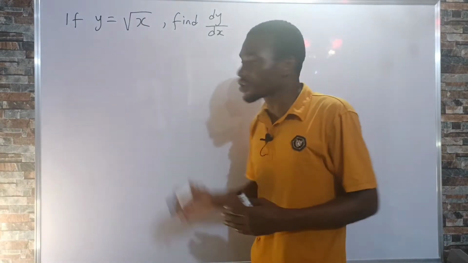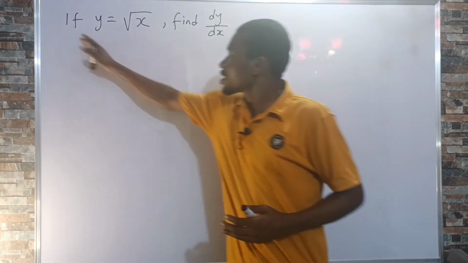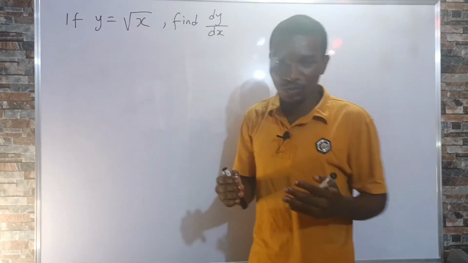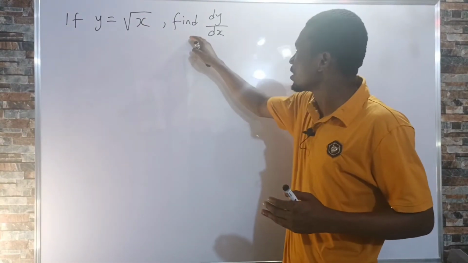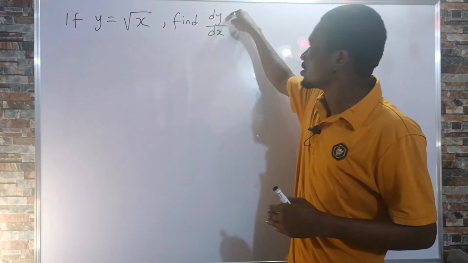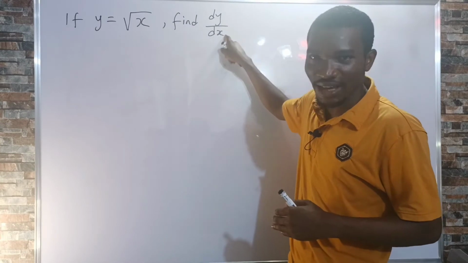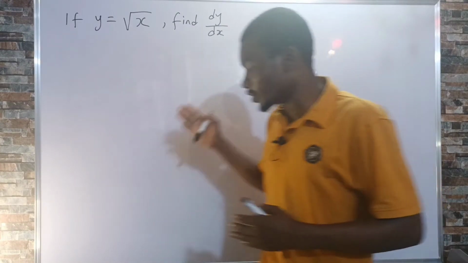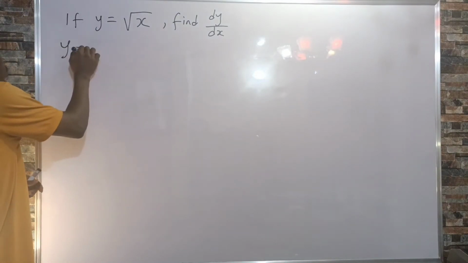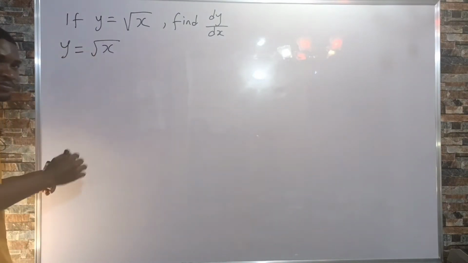Let's proceed with the question. The question says, if y is equal to the square root of x, we are then asked to find the derivative of this given function, that is dy/dx. Okay, let's proceed with the solution. The question is simply y equal to the square root of x.